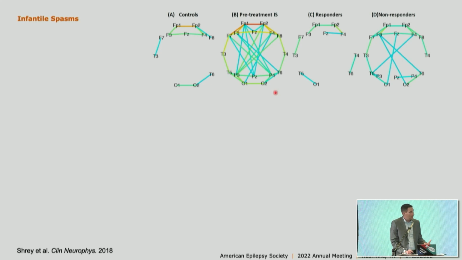Among this group B, those who responded and had resolution of hypsarrhythmia and spasms, their post-treatment networks look very similar to those of controls, and in fact, really statistically are indistinguishable. Among those who did not respond, many of them, their networks moved towards control networks, but there was still, as a group, persistence of some of these long-range values.